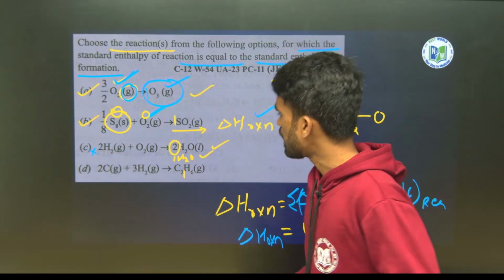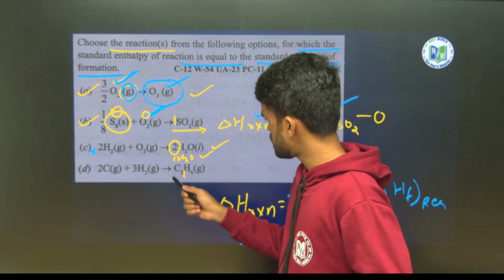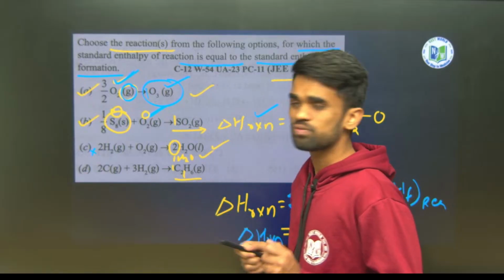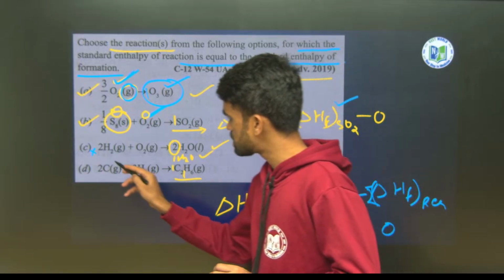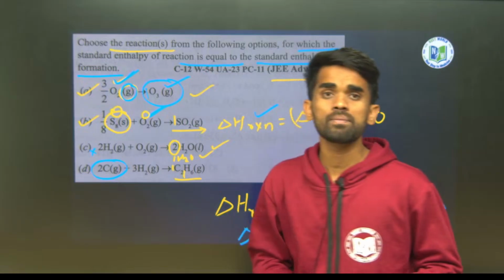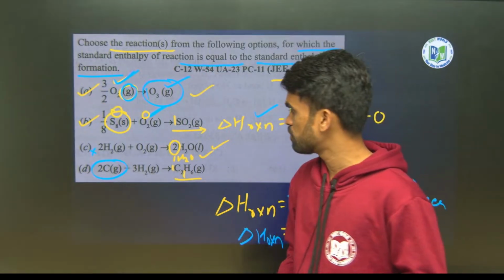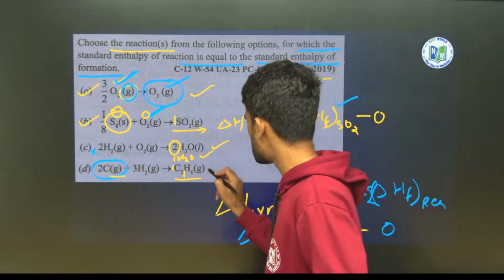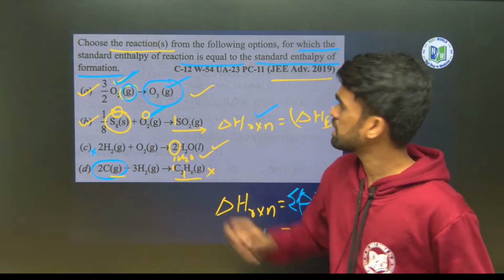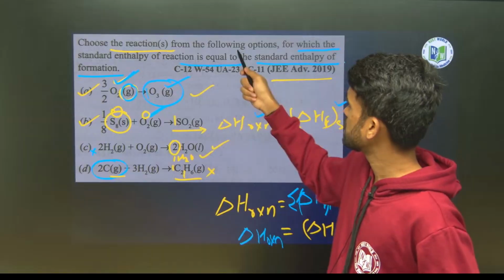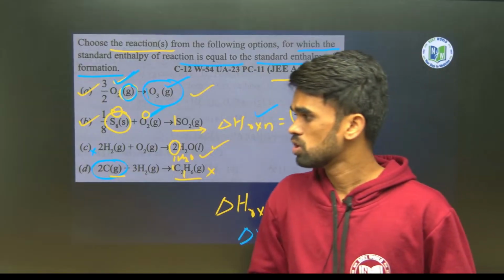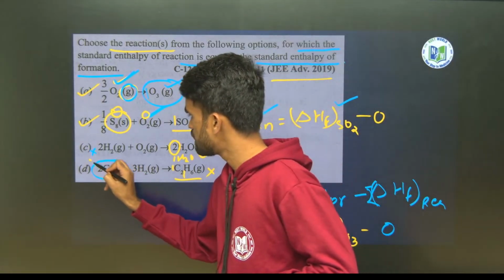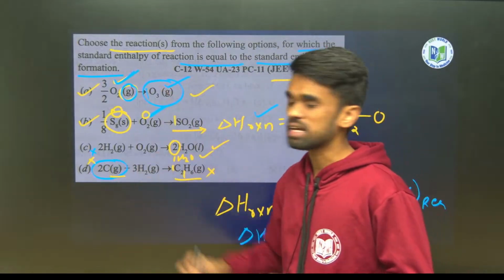Again look here, see C2H6, 1 mole of C2H6 is forming, that is perfect, but what is the standard state of carbon? It is graphite, which is solid in form, but they have mentioned the physical state as gas. So this is also not satisfying the exact condition given in the question. So your options C and D are incorrect, only A and B are correct for this particular question.